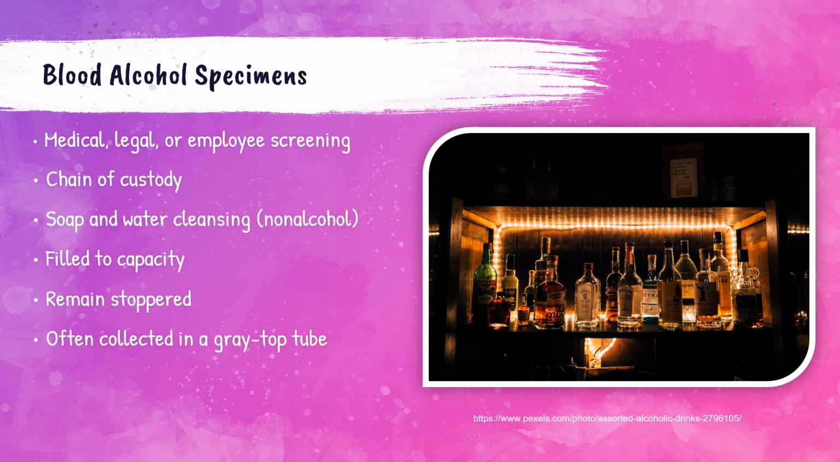When performing a legal blood alcohol test, a chain of custody for the sample is required. The phlebotomist should not use alcohol to cleanse the site, as this can cause a false positive alcohol result. The sample must be filled to capacity, and the tube should not be opened prior to testing to prevent evaporation of the alcohol in the sample. An underfilled tube could cause a decrease in the alcohol level present in the sample as well. A gray top tube can be used to preserve the specimen, but what sample tube it goes into is completely dictated by the healthcare facility.